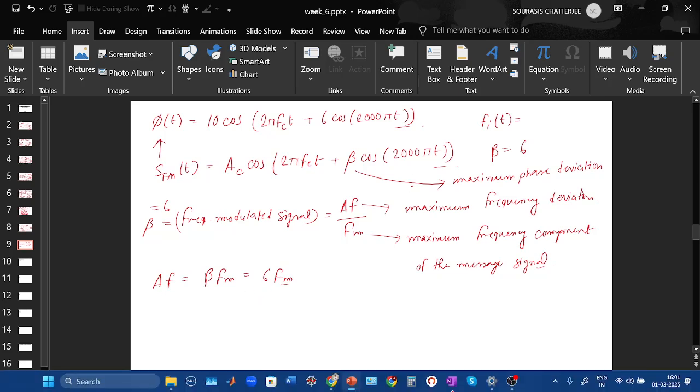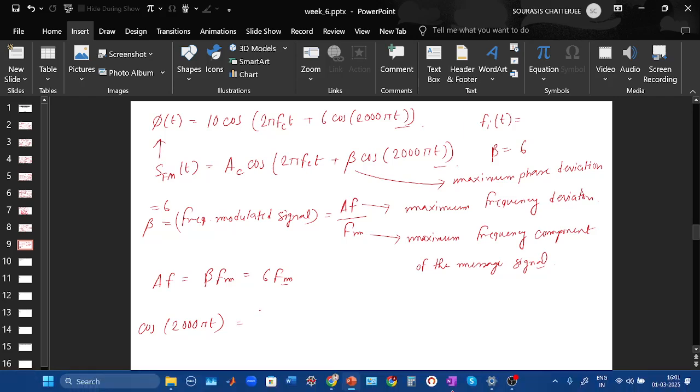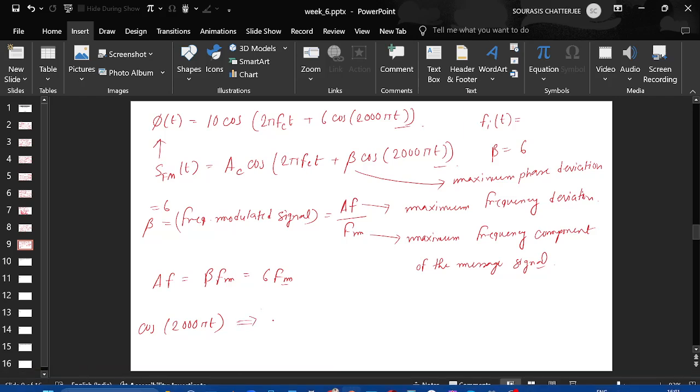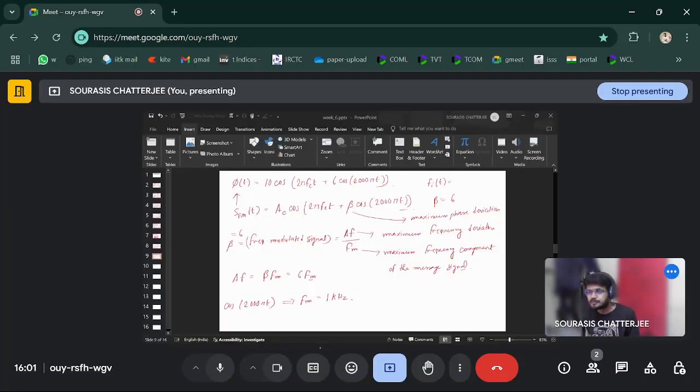And what is your fm going to be? You can see here cos 2000 pi t, that is your message signal, at least the sinusoidal part, that is nothing but your fm is equal to 1 kilohertz, right? So that is the value of frequency of the message signal you obtain, 1 kilohertz.